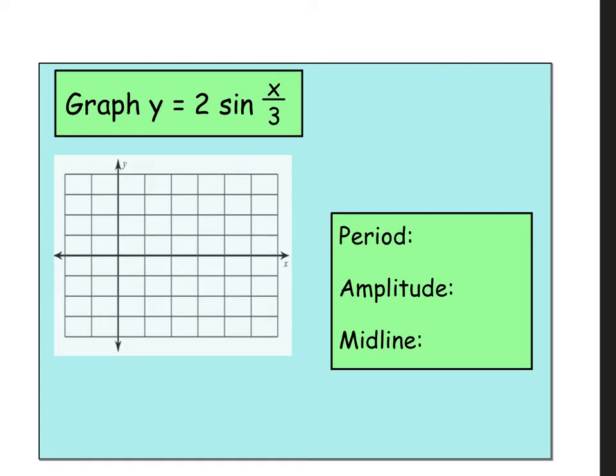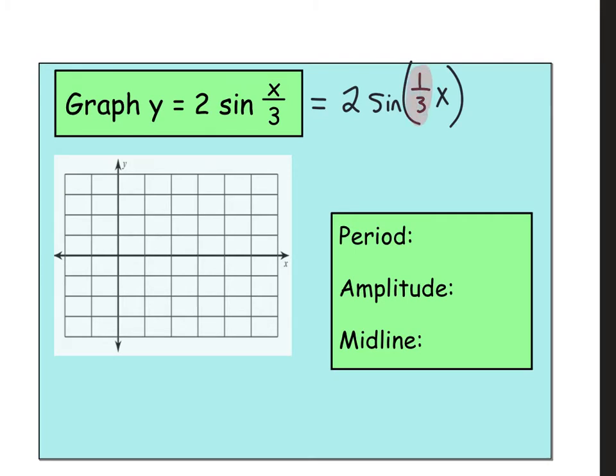All right, 2 times the sine of x over 3. Okay, this could be written if we wanted to as 2 times the sine of 1/3 x. That's the same as x over 3. Because what I want to do in this case is I always want to find that period first, and the period is the thing that's tied into the horizontal stretching or shrinking.